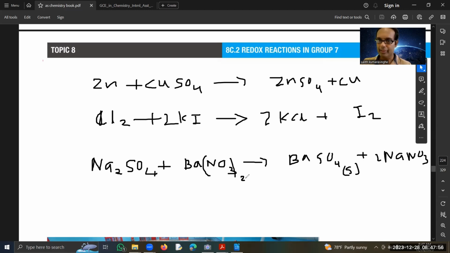See the difference? The bottom one is double displacement reaction or a precipitation reaction. There is a precipitate formed. First two, displacement reaction. First one, higher reactive metal is displacing the lower reactive metal. Other one is higher reactive halide is displacing the lower reactive halide.